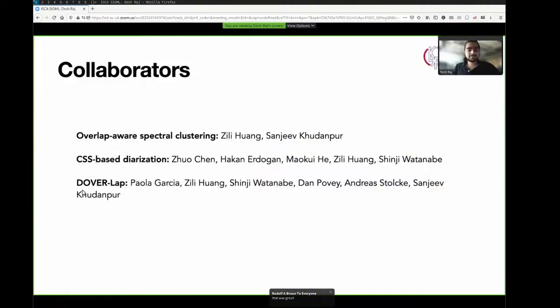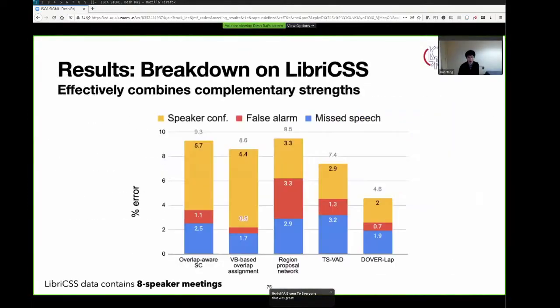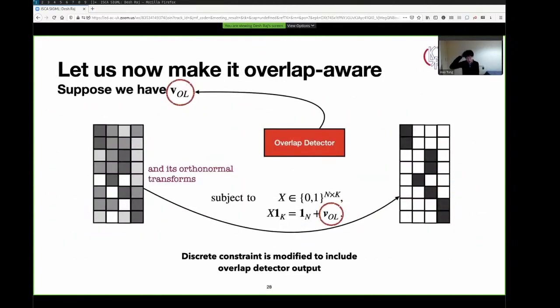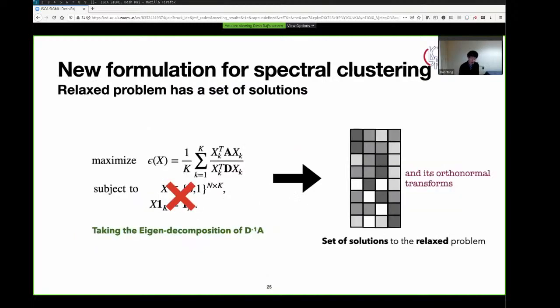Sure. So maybe if you go back to the first part of the talk, there's this relaxation of one of the optimization problems. Is that just normalized cut? Yes, it is exactly normalized cut. And if I remember correctly, it's equivalent to spectral clustering. Yes, it is an alternative formulation of spectral clustering. I see.